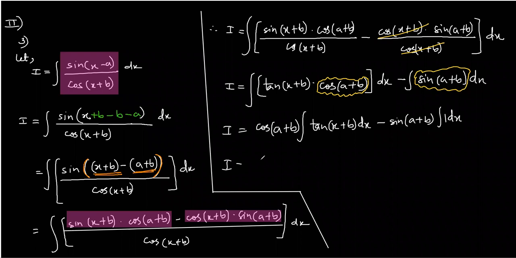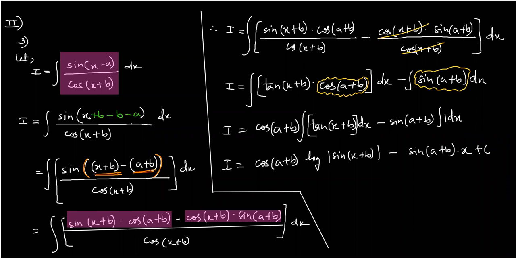So you have I equals to cos of a plus b, and you know students, what is the integration of tan x? Integration of tan x is log of sine x. So this is log of sine of x plus b, minus sine of a plus b, and integration of 1 dx is x plus c. This is the final answer. Very important, very simple question. You should all practice this again and again. Thank you.